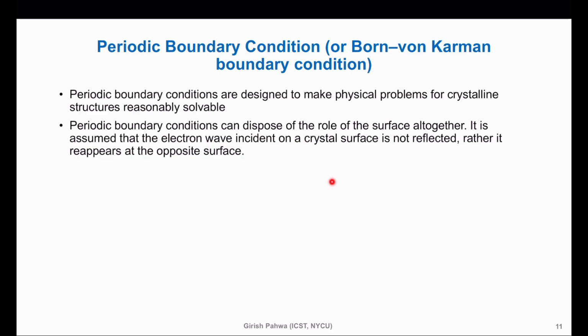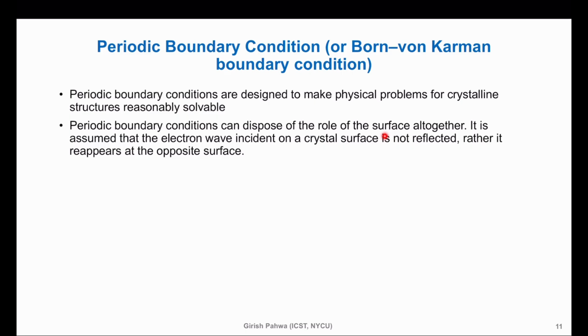Periodic boundary conditions basically remove the role of the surface altogether. It means when you incident an electron wave on the surface, it comes out of the other surface. So that's what the periodic boundary condition means. The two surfaces become periodic. The wave function value at one surface becomes equal to the wave function value at the other surface. It goes in at one surface and comes out of the other.